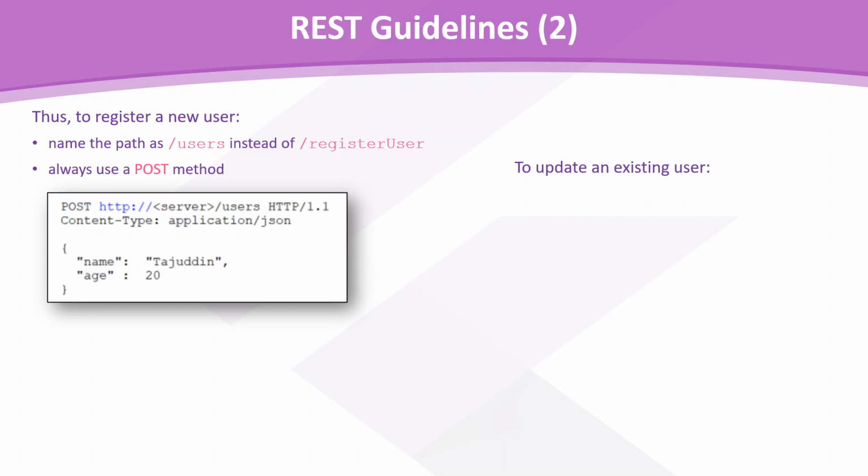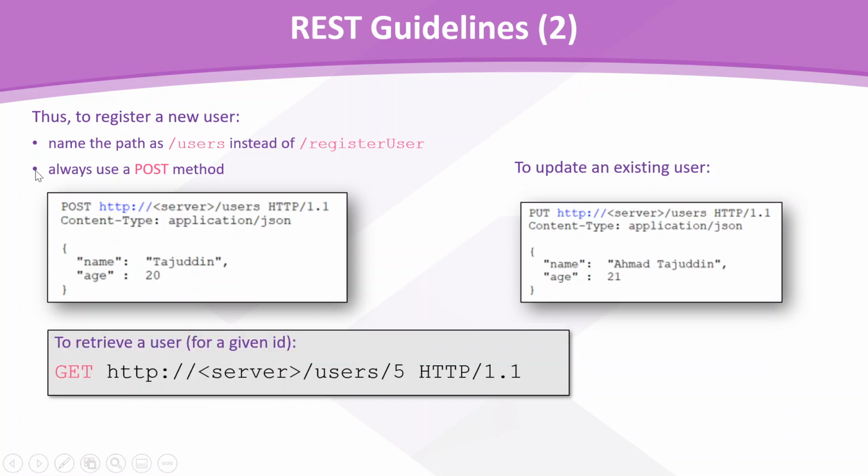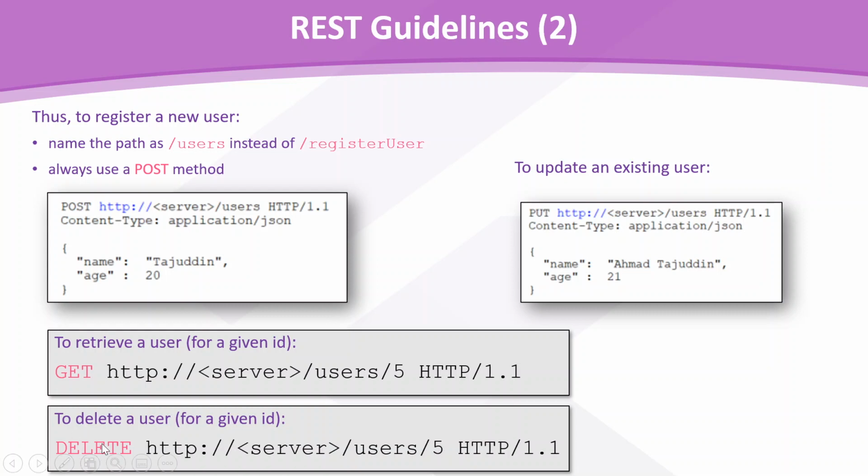Okay, if you want to update an existing user, use PUT, but still the endpoint is /users, and then you replace the data with the body. So the difference between PUT and POST: POST creates a new object, and PUT will replace an existing object. And then if you want to retrieve, use GET. Let's say to retrieve a user for a given ID, use GET, and then you provide /users and mention the ID of the user. To delete, use the DELETE method.